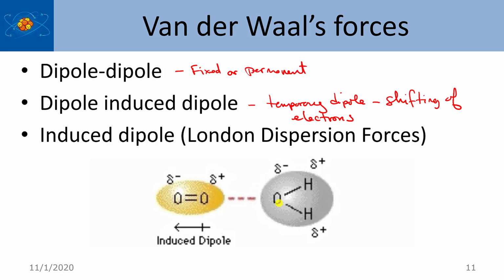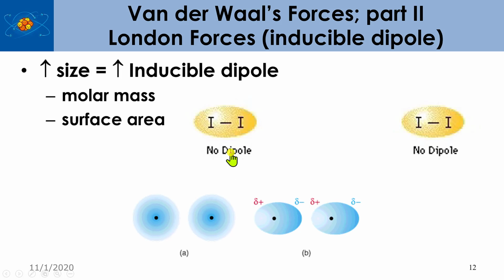Now, we also have just the straight induced dipole, which is known as a London dispersion force. So what is the induced dipole? We can understand pretty easily how dipoles can induce dipoles by pushing electron clouds around. But it also turns out two molecules can get together that are nonpolar, and whenever they do, they induce a force of attraction between each other called an induced dipole.